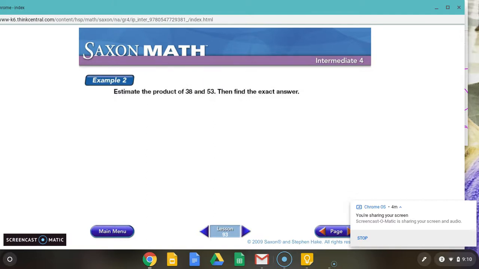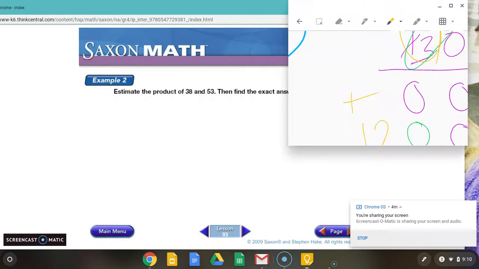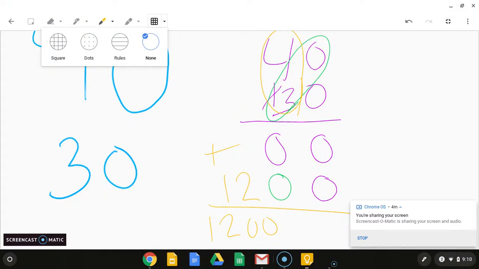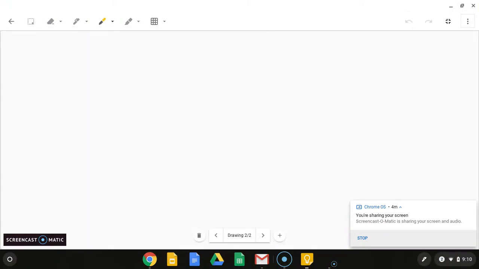All right, here is another one. Estimate the product of 38 and 53, then find the exact answer. Okay, so this one, there are 2 parts to it. We're going to estimate first and then find the exact answer. All right, so we have 38 and 53.